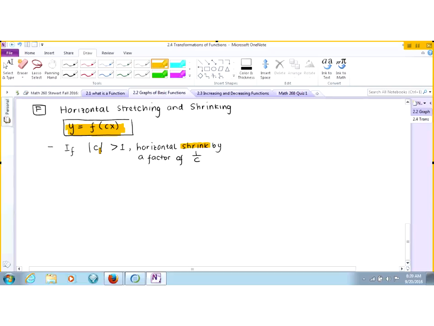If you know about sine and cosine, we'll talk about it in a little bit. And then if c is between 0 and 1, so 0 is less than the absolute value of c less than 1, this is a horizontal stretch by a factor of 1/c also.